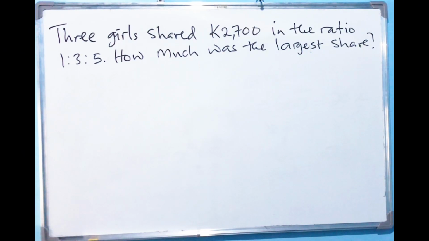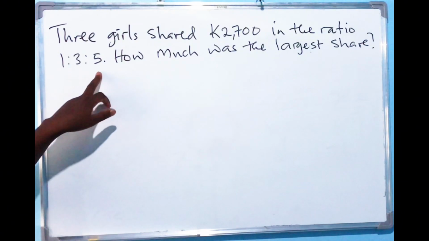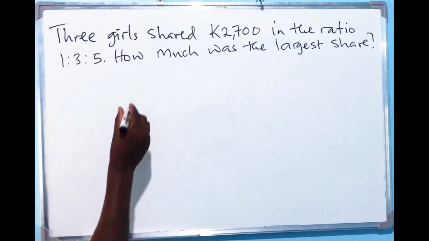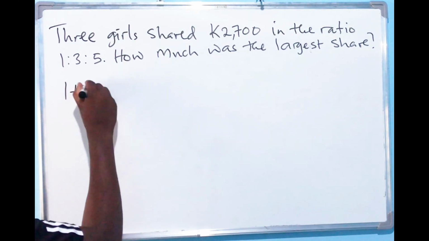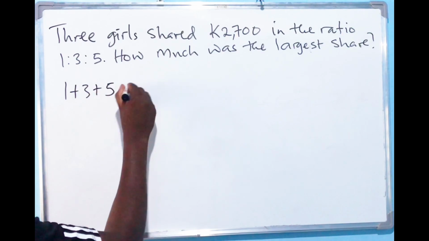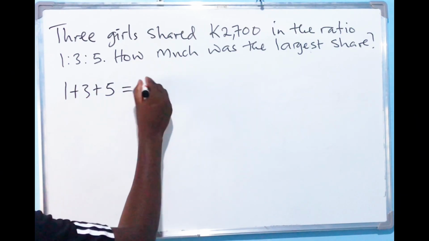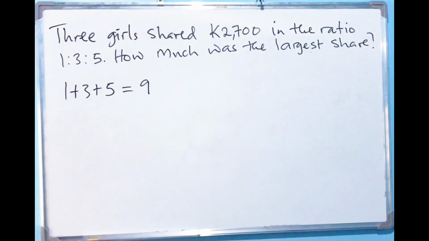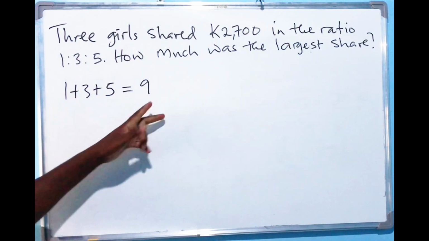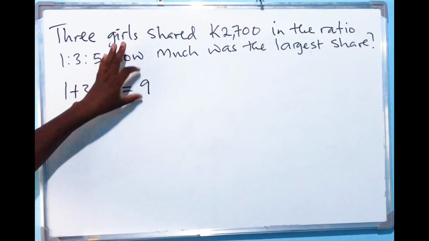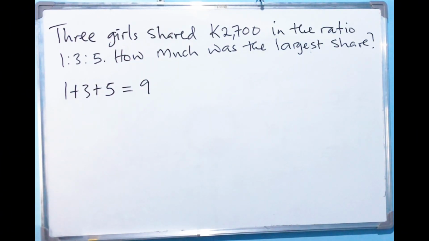What is required of us is to just add these ratios that have been given. That is to say 1 plus 3 plus 5, and that should give us 9. So that is the first thing that you need to do: you add the ratios that you've been given. The 9 is the common denominator that you're going to be using throughout all these 3 ratios.